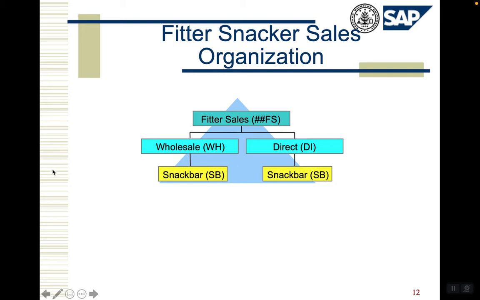So the Fitter Snacker sales organization is what we're going to be working with. If you look at the assignment instructions, it'll explain the backstory. We make, I think, health snack bars or something like that. We actually have two businesses. There's a wholesale business, and there's a direct business.